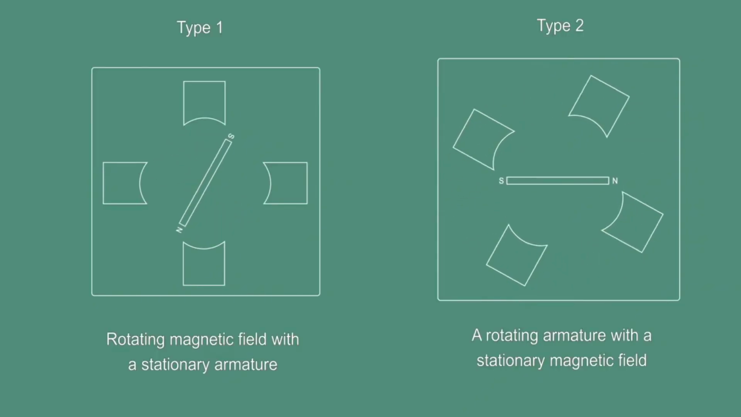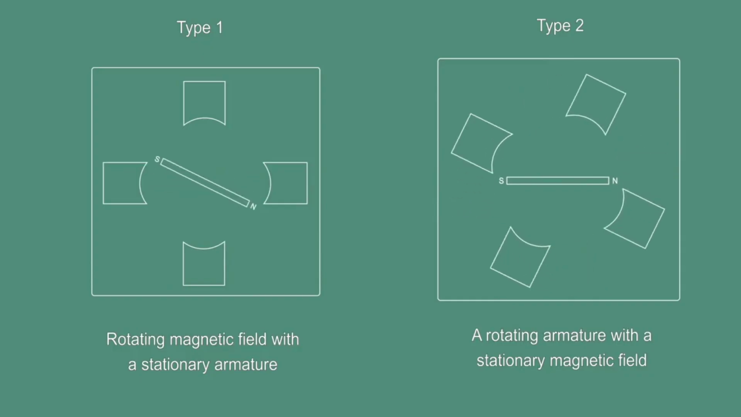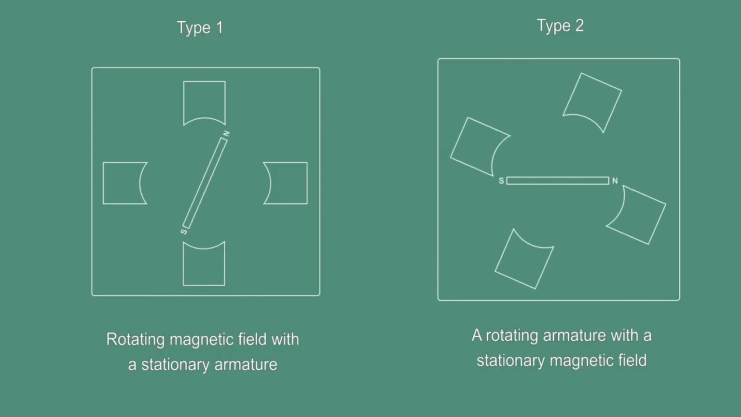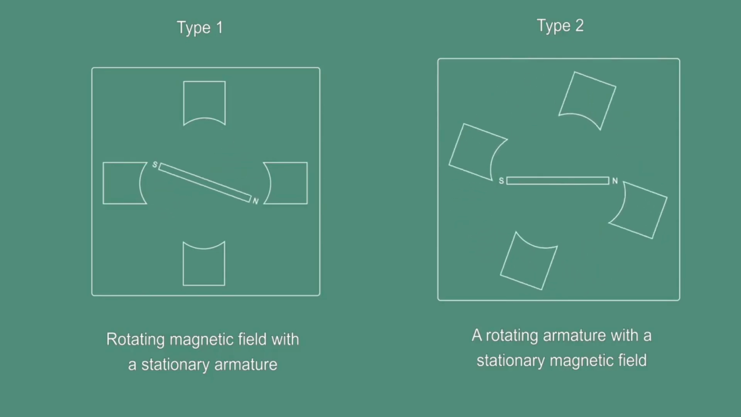There are two types to produce electricity in alternators. Type 1, rotating magnetic field with a stationary armature. Type 2, a rotating armature with a stationary magnetic field. Most alternators use a rotating magnetic field with a stationary armature. Now we are going to see the function in our Type 1 alternator.